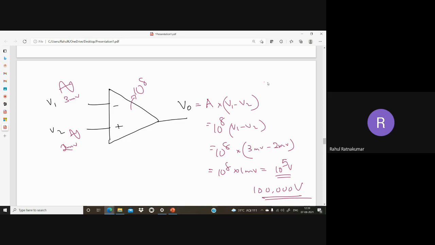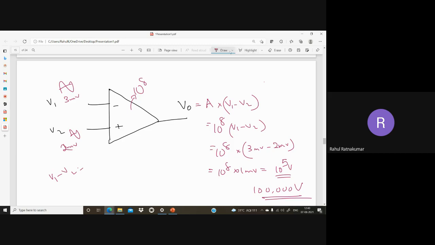Who can tell me? Is it practical? We are getting a 1 lakh voltage using an op-amp. So we were always discussing: is the amplifier some ideal device which can amplify any voltage? Right? So let's see. This is the input, and this is the difference, V1 minus V2.